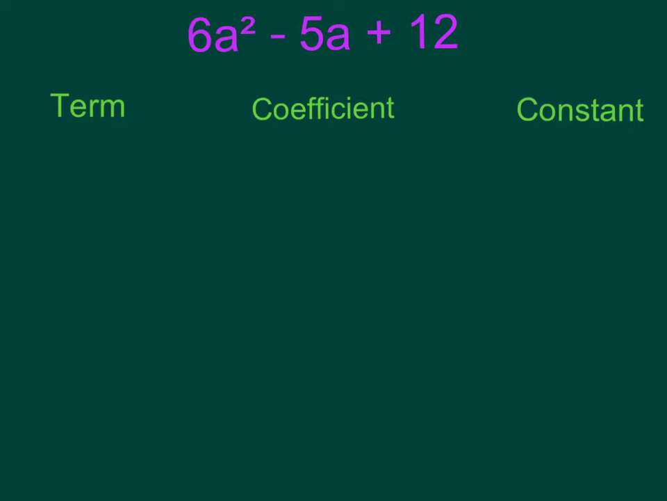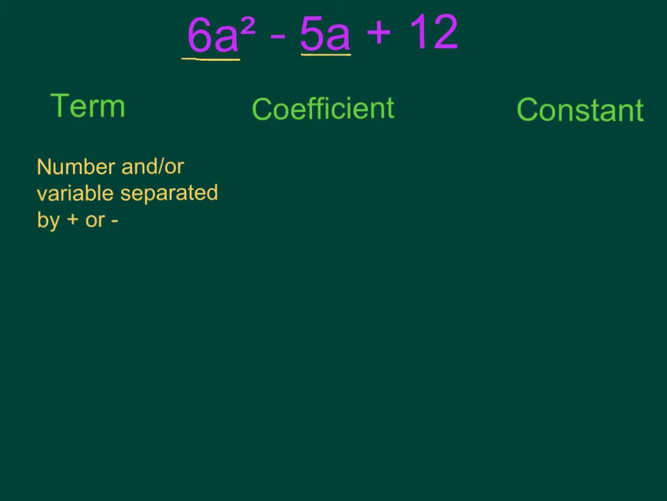Before getting into the distributive property, I want to talk about 3 vocabulary words. They are term, coefficient, and constant. The word term represents the number and/or variable that are grouped together but separated by addition or subtraction. So 6a squared is a term and 5a is a term, and they're separated by subtraction. And then 12 is a term and it's separated by addition. So in the example above, we have 3 different terms: 6a squared, 5a, and 12.